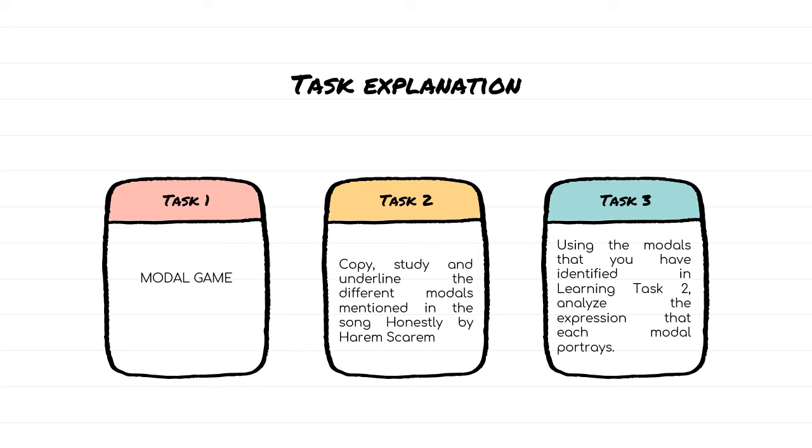For task 1, you are going to play the modal game and then answer the questions. Write your answers in your notebook. First, copy the modal game above in your notebook. And then identify how many skills or things you can do by coloring them with your favorite color. Be honest with your answers.